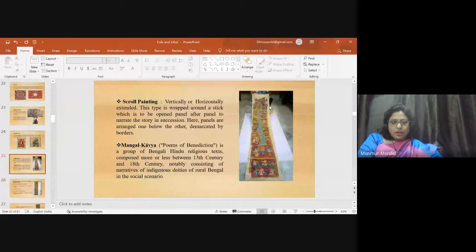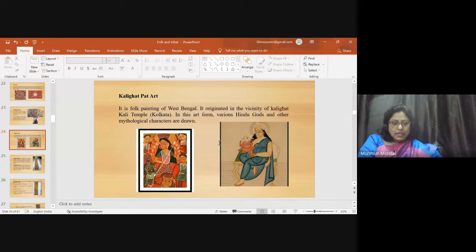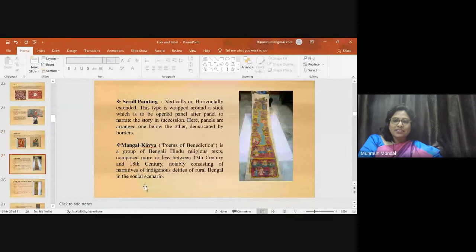What is Kalighat painting? Kalighat painting is mostly rectangular. When we are talking about the Odishan Pattachitra, that is always rectangular. Hardly is it circular, but Bengal painting, Kalighat painting is never circular. Mostly it is rectangular. But the basic difference is the theme.